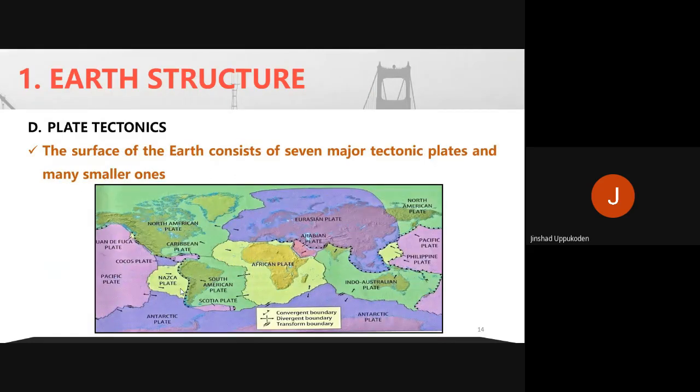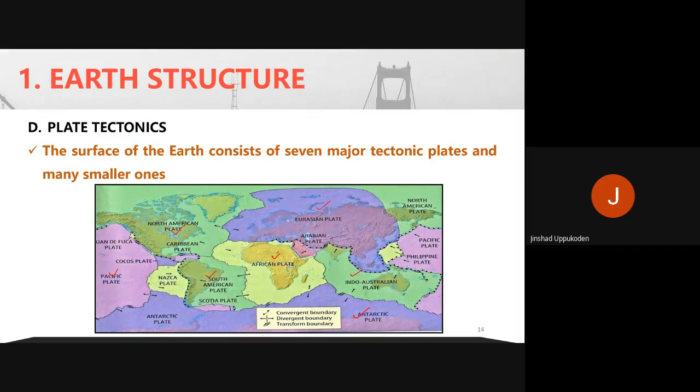Now, the Earth is divided into 7 major tectonic plates, and a large number of minor plates also, which we shall discuss later. You can see the African plate, the Eurasian plate, the Indo-Australian plate, the South American plate, the North American plate, the Pacific plate, 1, 2, 3, 4, 5, 6, and there's one more plate, the Antarctic plate. These are the 7 major plates.